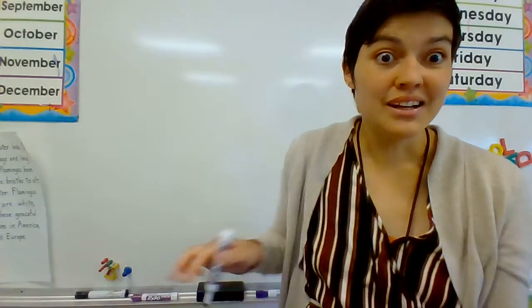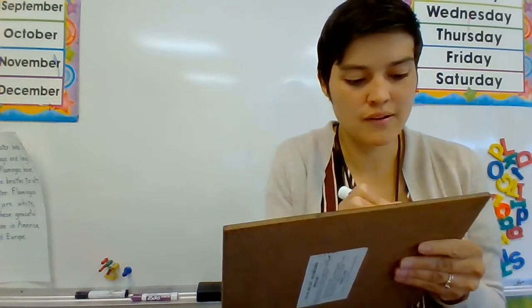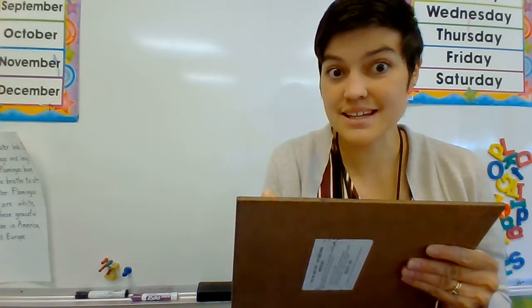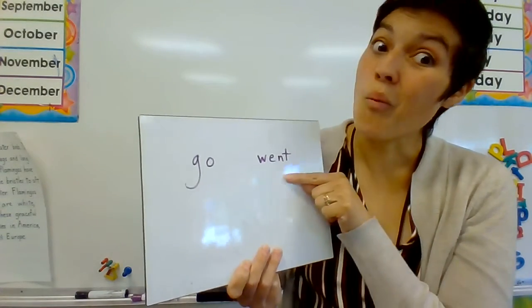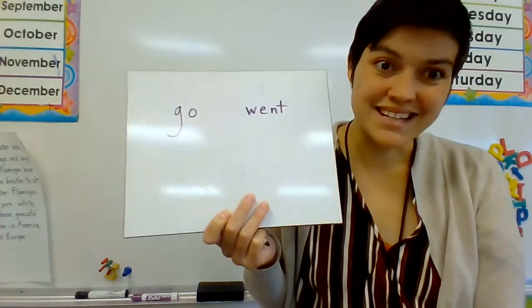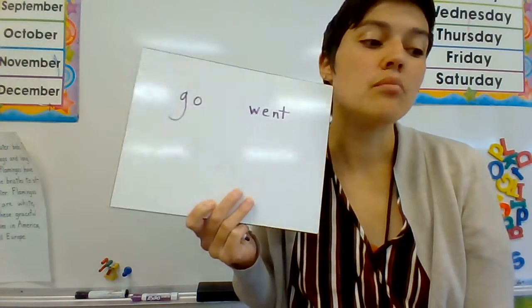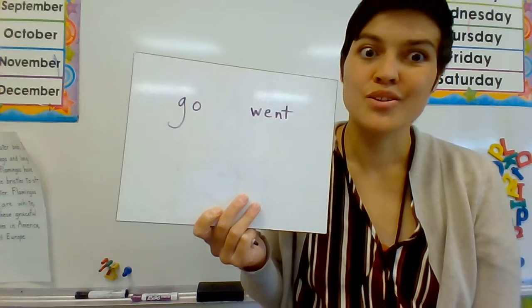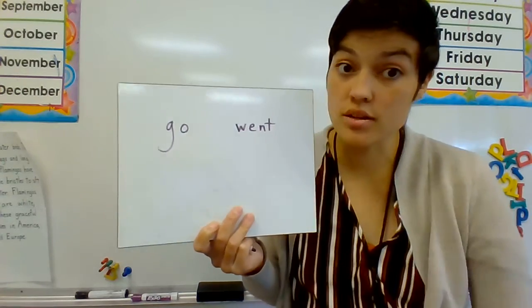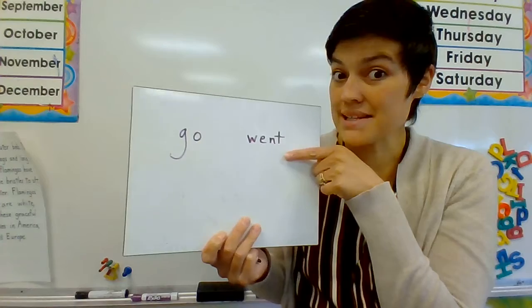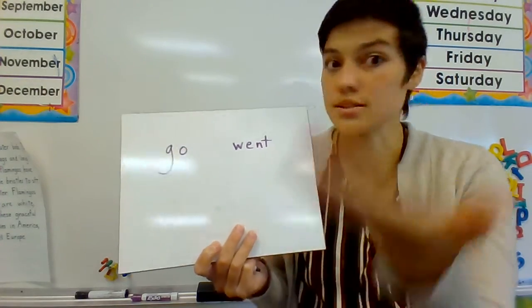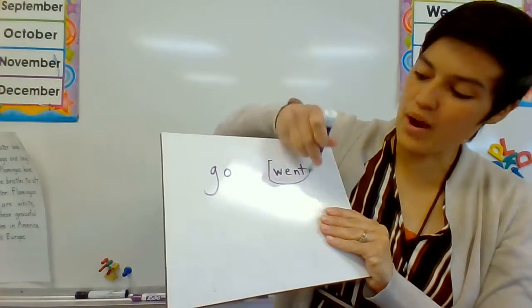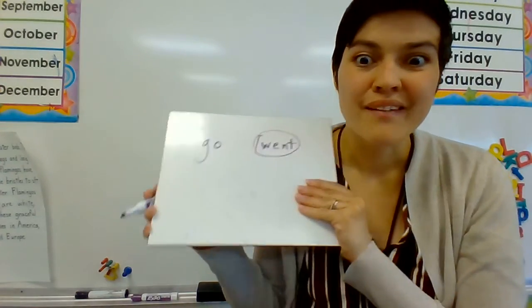Okay, so here are the next two verbs. All right, and listen carefully. Go and went. This next sentence goes like this. Tommy blank to art school. Tommy go to art school or Tommy went to art school? Which is the correct form? We're still talking about the past, so he went to art school. Very good.